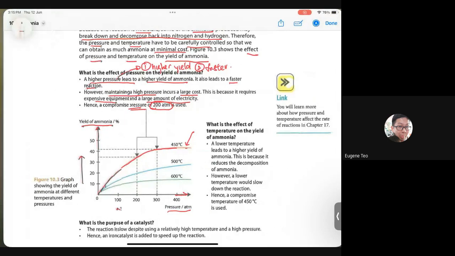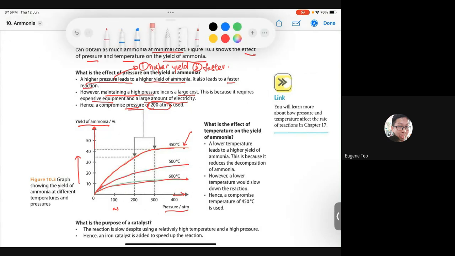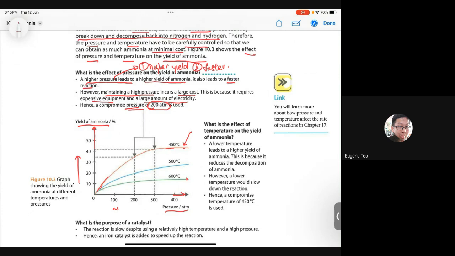Just focusing on one line to focus on the pressure. If I just focus on this 500 line, it will also tell you the same thing. Where I increase the pressure, the yield will increase. Same thing for 600 degrees Celsius. If I just focus on one of the lines only, you realize that as pressure increases, the yield increases. Now, next part, let's see how temperature affects the yield.